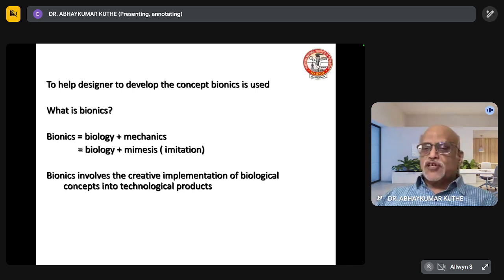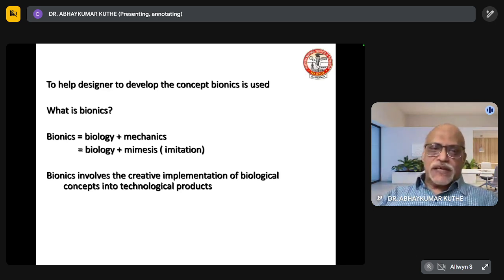They involve the creative implementation of biological concepts into technology products. That means whatever product you are interested in designing or developing, first look at nature and find out whether you get a good idea about how the product is to be developed. There are a lot of examples in bionics, which itself is a separate topic in product design. I have also discussed it in my book to some extent.